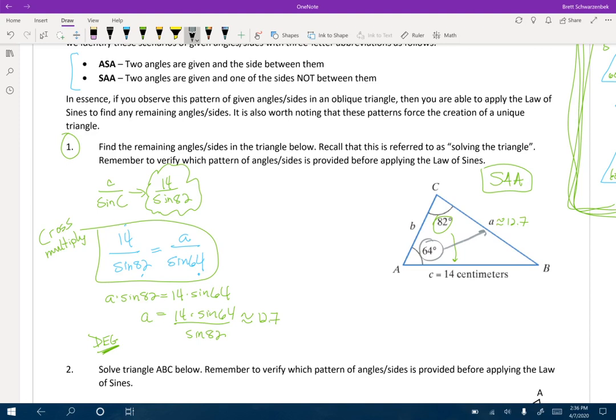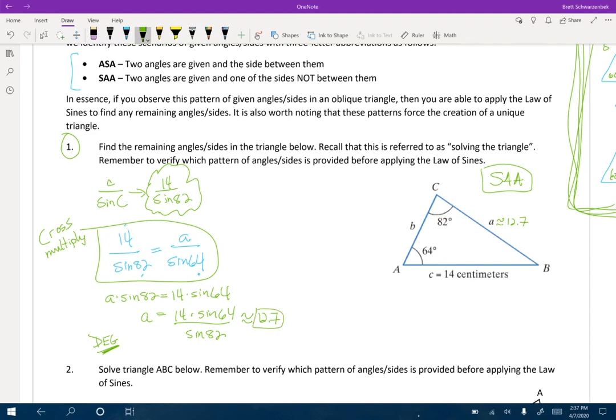Why do I say that? Because what if you got an answer like 17.2 instead of 12.7? Then that would not make any sense. That would be an illegal triangle. You can't have a bigger side opposite a smaller angle. It just doesn't work. So that's just something to look out for when you check your work. So our first missing piece is 12.7.